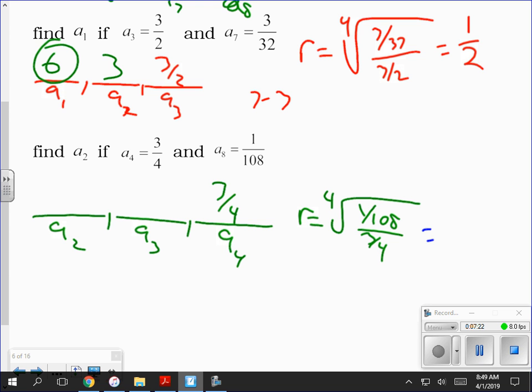And then I'm getting r equals 1/3. So if I'm multiplying by 1/3 to move to the left, to move to the right, I'm dividing by 1/3, which is the same as multiplying times 3. So 3/4 times 3. It's 9/4. Multiply that times 3, and I get 27/4.